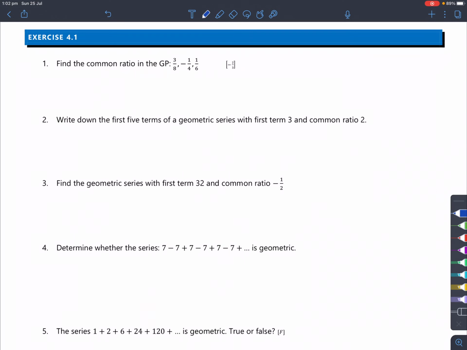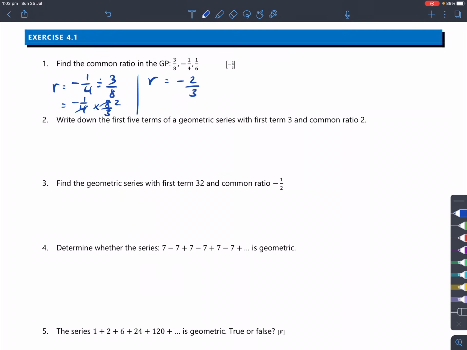Question 1. Find the common ratio in the GP. So remember, to find the ratio, we get one of the terms divided by the previous term. So I'll get a negative quarter divided by 3/8. Now you should know that that's the same thing as negative quarter times 8 over 3. And so these two numbers can simplify. That will give you 2 over there. So negative 2/3 is your ratio.